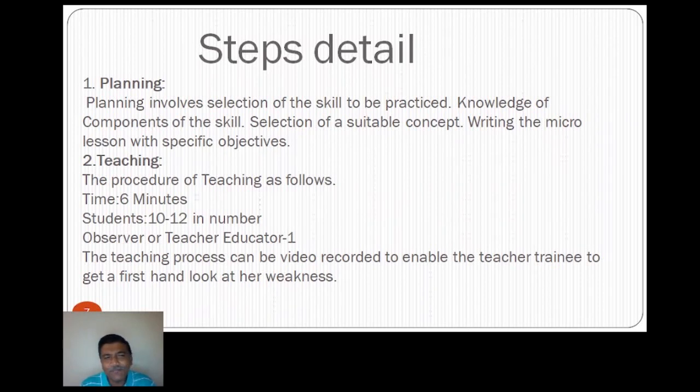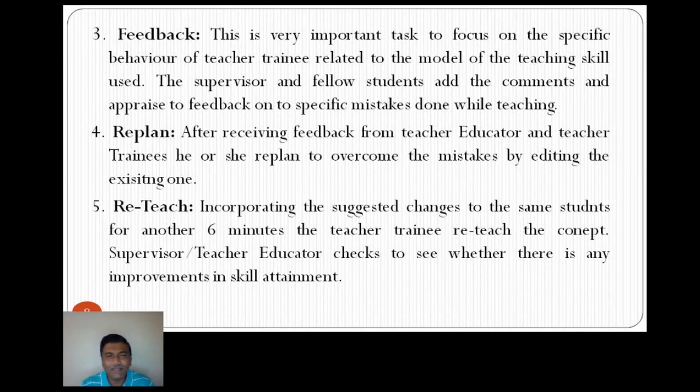Second one, the teaching. The procedure of teaching is as follows. It's a 6-minute teaching, and the students required are 10 to 12 in number, what I told a couple of seconds ago. And next, observer or teacher educator, one. It depends upon the requirement and worthiness, or else involvement of the students. The teaching process can be video recorded. This video recording is very important to give feedback to the teacher trainee to get a first-hand look at her or his weakness. Next comes feedback.